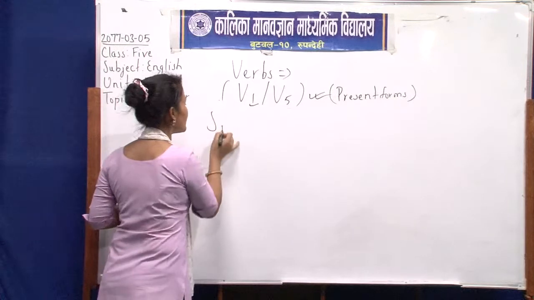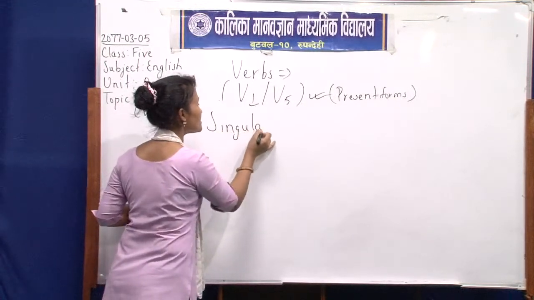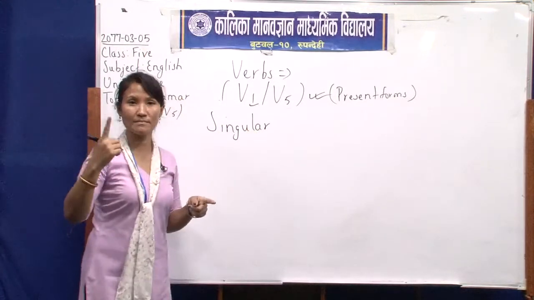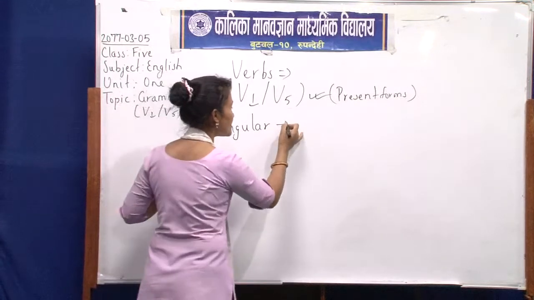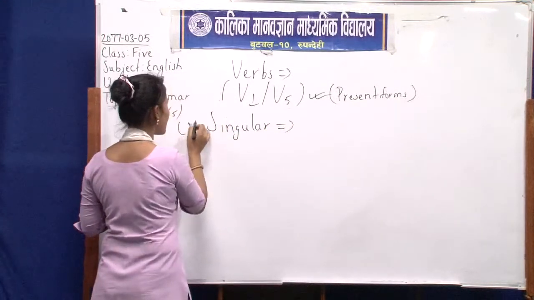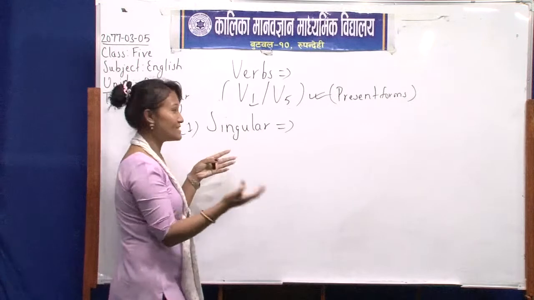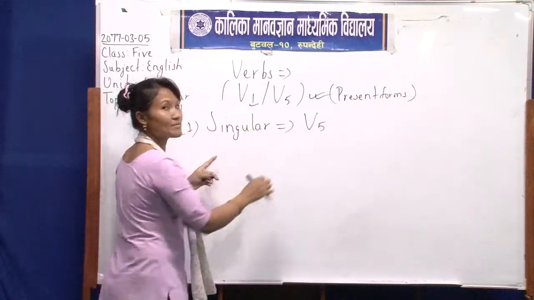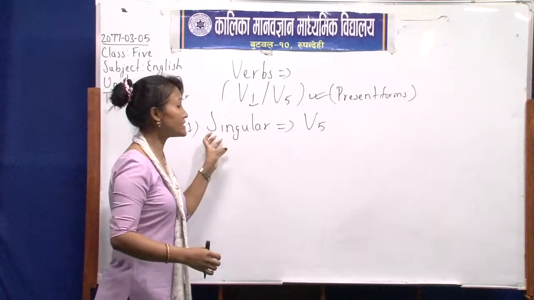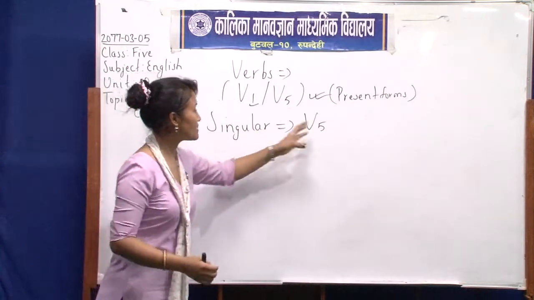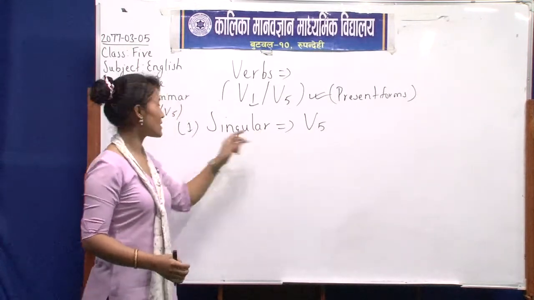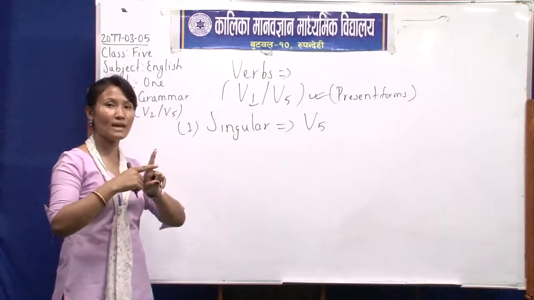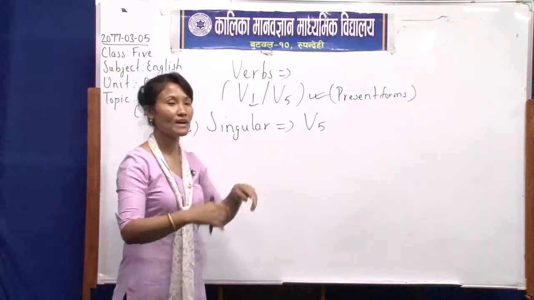What? Very easy. Singular means one. Now, one is very less, isn't it? So it wants more. One, five. It attracts more. So singular subjects take verb 5. It is less, isn't it? Singular means one, so it takes more, that is verb 5.